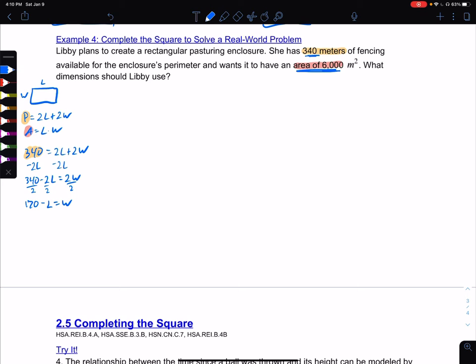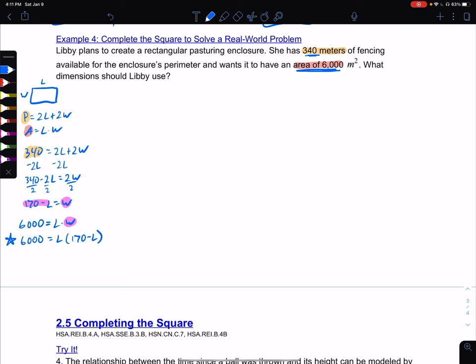Now, why did I do that? I just know from these type of problems that I'm going to want either width or length isolated. The ultimate goal here is to get an equation that only has widths or only has lengths, and we'll see how that plays out in a minute. Now, we know that width is equal to 170 minus L, so I'm going to go back to my area formula this time, and I'm going to say that 6,000 is equal to length times width. But now I know that width is equal to 170 minus L, so I'm going to replace that. So 6,000 is equal to length times 170 minus L.